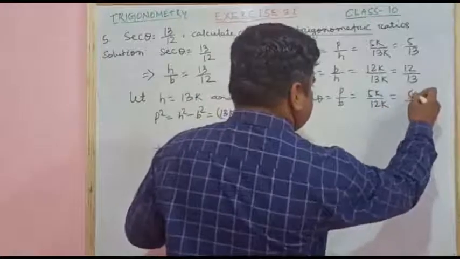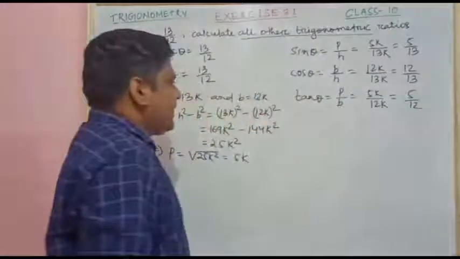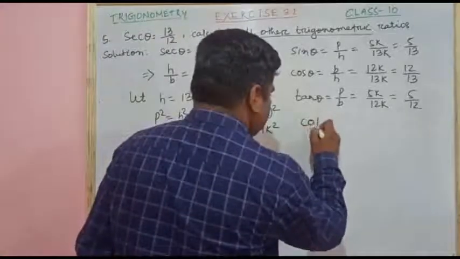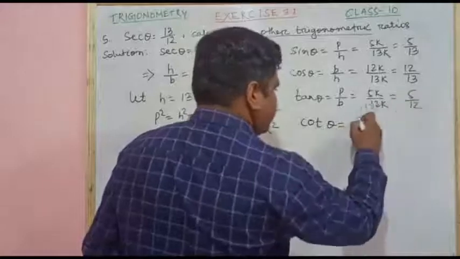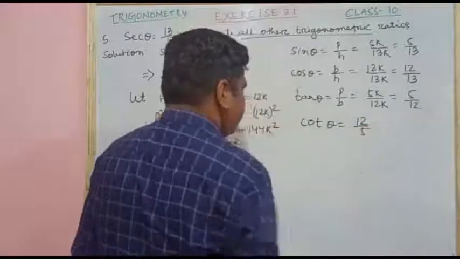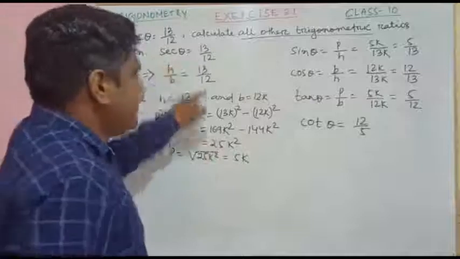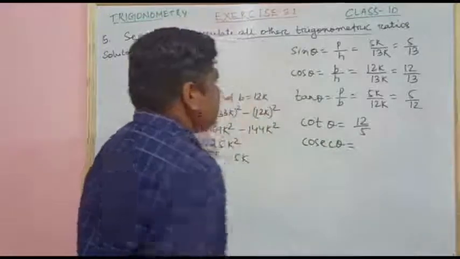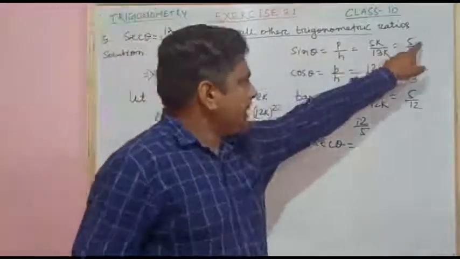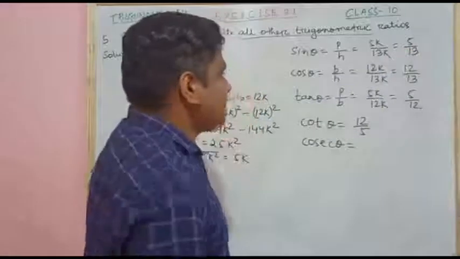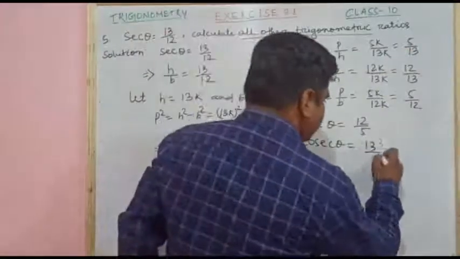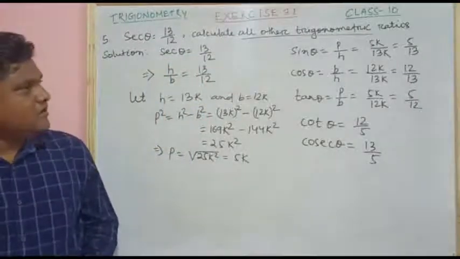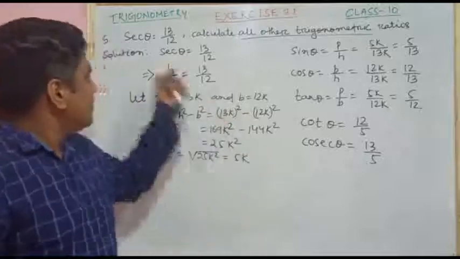So K cancels, it will be 5 by 12. Now cot theta is the reciprocal of tan theta, so we can write cot theta equal to the reciprocal of tan theta, which is 12 by 5. Sec theta is given here, and cosec theta is the reciprocal of sin theta. Sin theta is 5 by 13, so cosec theta will be 13 by 5 because it is the reciprocal of sin theta. So we got all the other trigonometric ratios for number 5.